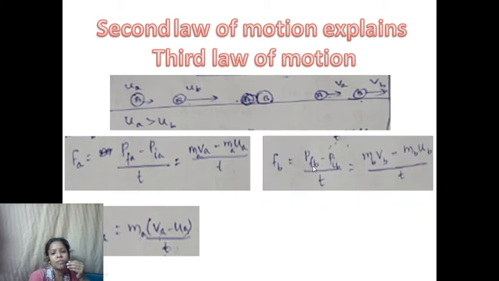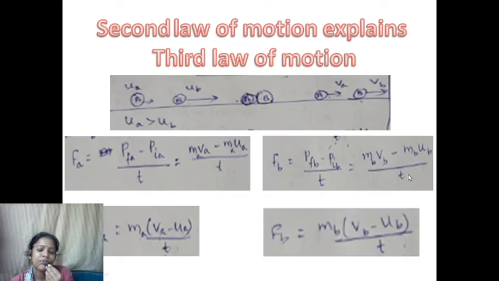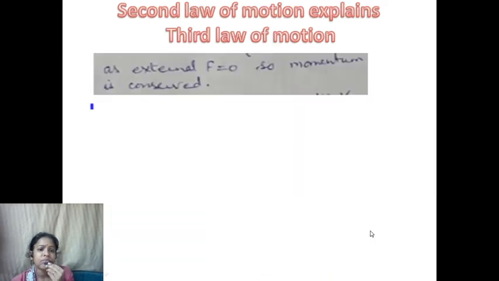So force on B will be final momentum of B minus initial momentum of B upon time. That means mBvB minus mBuB upon t. Okay, and so if we take mB common, we get this expression. Now you see, if external force is 0, then momentum is conserved.